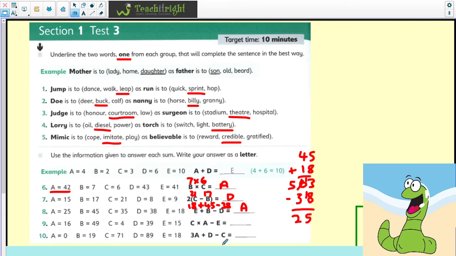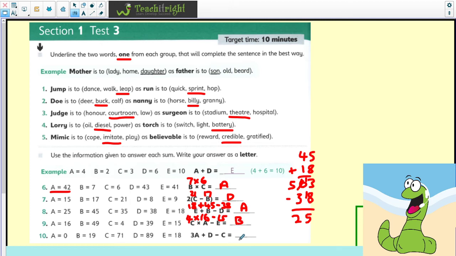And if we go and have a look then at question 9. Question 9 here, we've got C times A take away E. So the C represents a 4. The A represents a 16, so 4 16s. You might be able to do that in your head. And then we've got to take away 15. So in actual fact, 4 times 16 is 64. And then we're going to take away 15. And the answer then will be B. And we get 49.